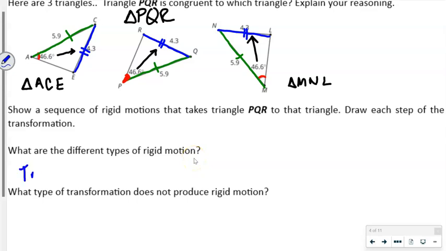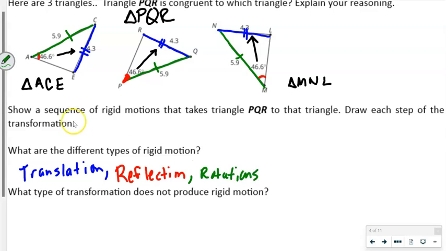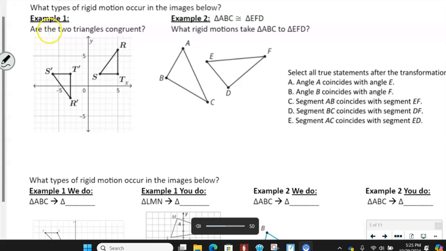So we have translations, right? Translations are when we move left, right, or up or down. Then we have reflections, and that's when we're reflecting over some line of some sort. And then we also have rotations, okay? So what type of transformation does not produce a rigid motion? That would be a dilation, right? Dilations are when something gets bigger or smaller, okay? So our next part here says what types of rigid motion occur in the images below.